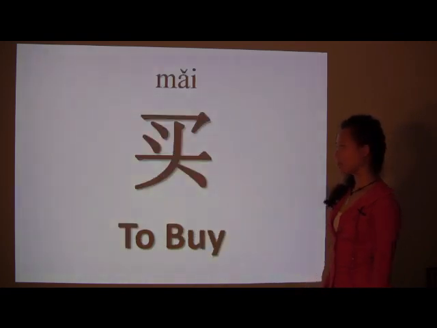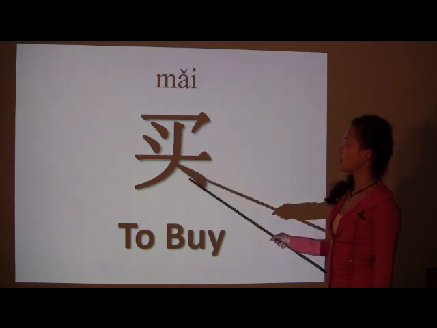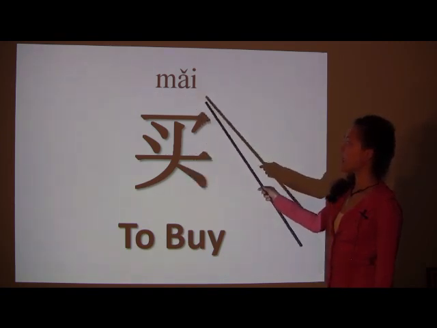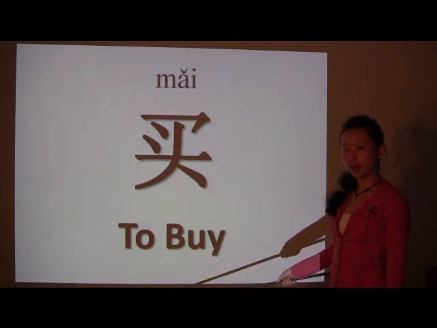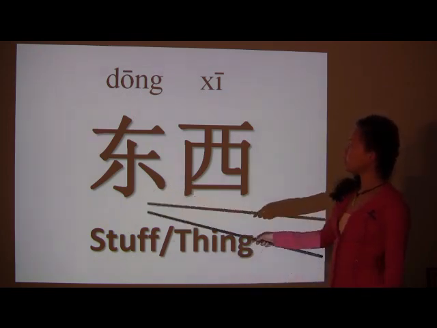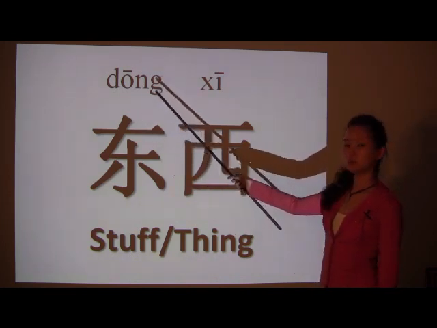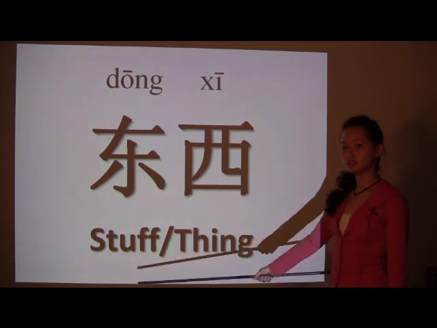Now, when you have money, you tend to buy things. So the verb to buy is 买. 买 for to buy. And then if you don't really know what you're going to buy yet and you just want to say, oh, I'm buying something or I'm buying things, you would say 东西. 东西, stuff or things in general.